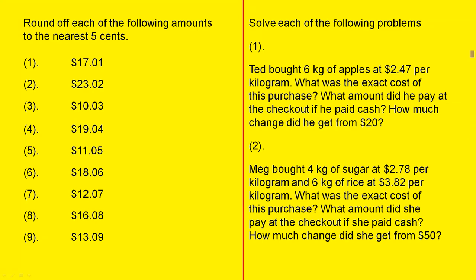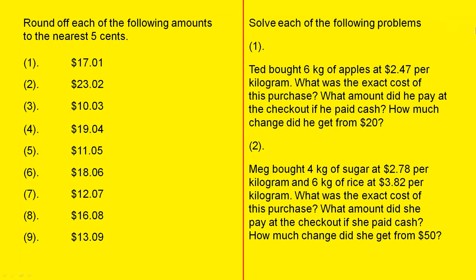Let's now have a look at some straightforward problems. So solve each of the following problems. Number 1. Ted bought 6 kilograms of apples at $2.47 per kilogram. What was the exact cost of this purchase? What amount did he pay at the checkout if he paid cash? And how much change did he get from $20?